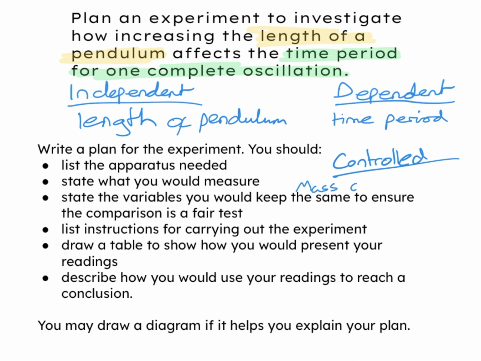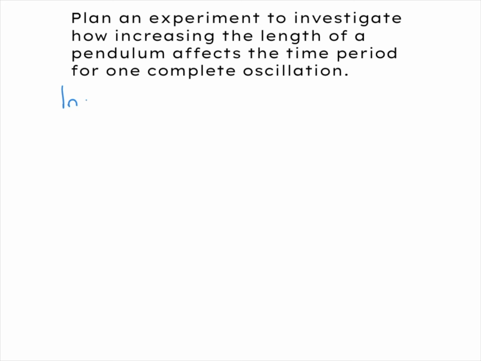I'm going to pick the mass of the pendulum and the angle of the swing. There are others, but you would lose marks if you don't mention the mass. That's an important one for this particular question. So now I've got the variables sorted, I can think about the experiment. Those variables again up here.